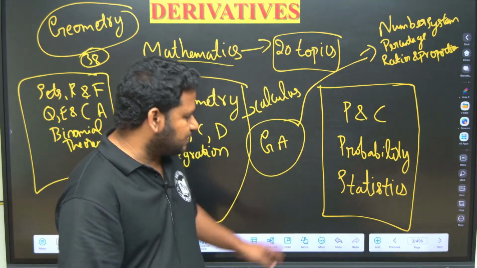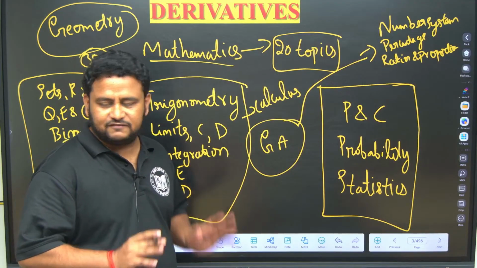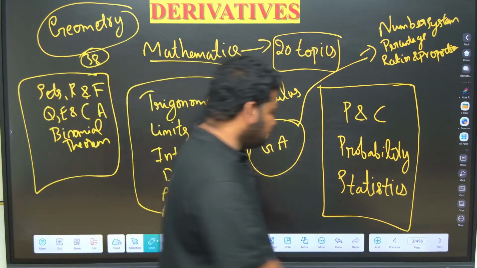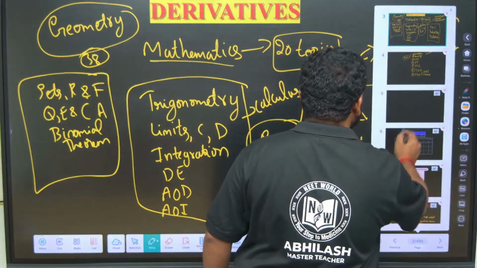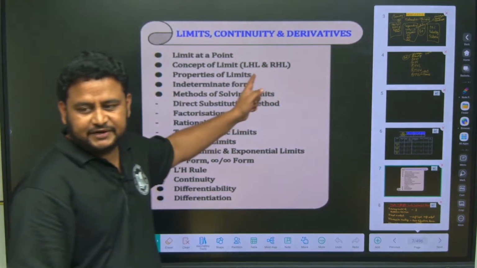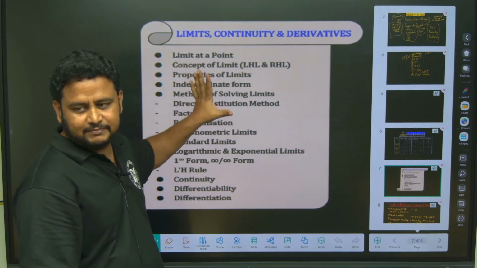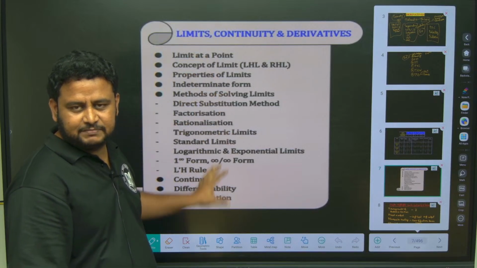So when it comes to mathematics, let us start with limits now. This much introduction is enough, I guess. So let us start with limits now. All right. So when I talk about limits, continuity and derivatives, what are the topics that are there in the syllabus that you should study?